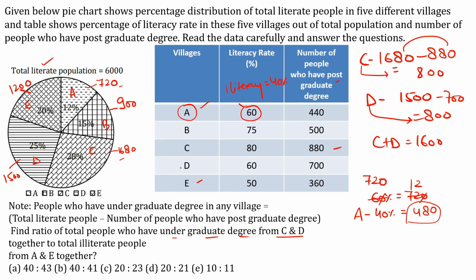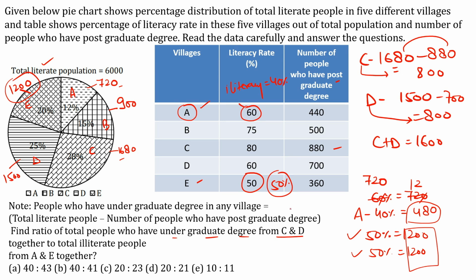For village E, the total literate population we have is 1200. The literacy rate we have is 50%, so 50% will also be the illiteracy rate. So 50% is the value of 1200, the literate people, and the illiterate people again 50%, which will be the value of 1200. So the total population of E will be 2400, out of which 1200 is literate and 1200 is illiterate.